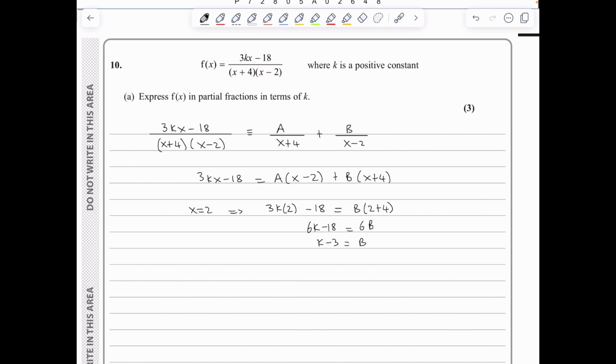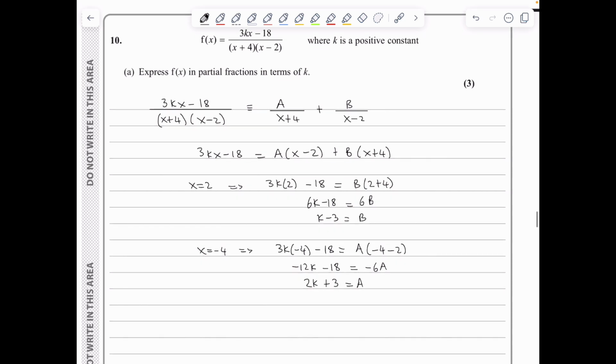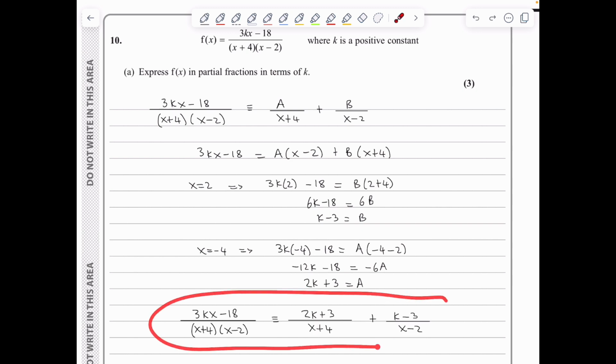Now another nice value for x that I could substitute is x being negative 4, so that this becomes 0. So setting x to be negative 4 will lead to 3k times negative 4 minus 18 is equal to a brackets negative 4 minus 2. So we've got minus 12k minus 18 is equal to minus 6a. And if I divide throughout by negative 6, we get 2k plus 3 to be the value of a. This means we can write down f of x as 2k plus 3 over x plus 4 plus k minus 3 over x minus 2.